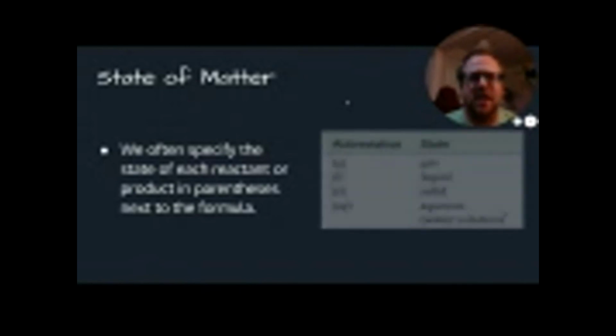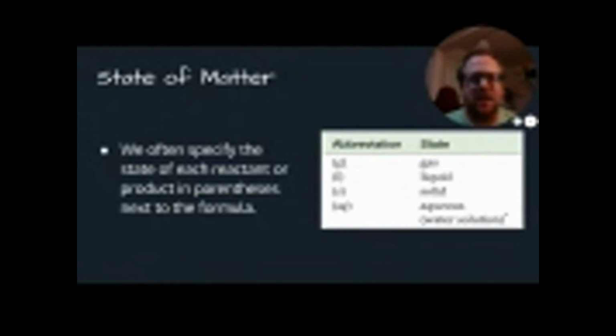We typically express states of matter with our reactants and with our products. And we use these symbols: G for gas, L for liquid, S for solid. Those are pretty self-explanatory. This AQ might be new for most of us. It's what we call aqueous. It's a water solution. We just talked about solutions. AQ is what we use to represent when something is a solution.